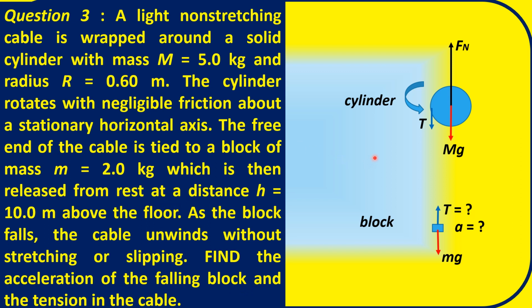So for our further analysis, we have here the vector illustration or diagram. First, on the cylinder, these are the forces acting on the cylinder. The horizontal axis is exerting an upward force on the solid cylinder, and that is what we mean by the normal force that is directed upward. That is opposite to the weight of the solid cylinder.